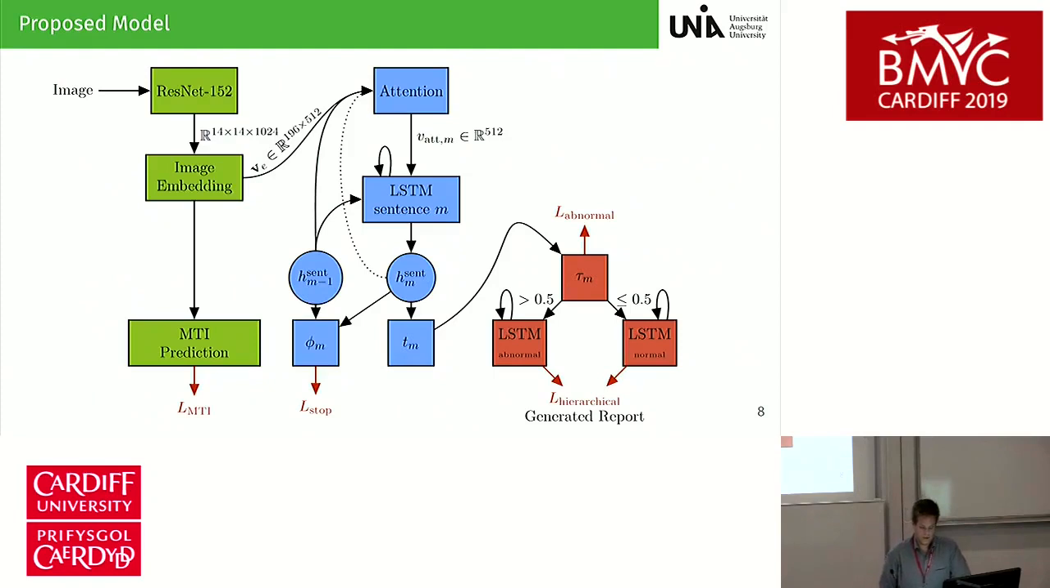That's just a short picture of our model. So we're using a ResNet 152 to extract image features, and then in the middle, the blue one, there's the sentence LSTM, which generates the topic vectors, and the topic vector Tm on the bottom is then given onwards to the word LSTM. But first, there's this abnormality prediction module, which is trained on our labels, whether it's an abnormal or normal sentence. And then the two different word LSTMs generate the respective sentences, and at the end, those sentences are concatenated.